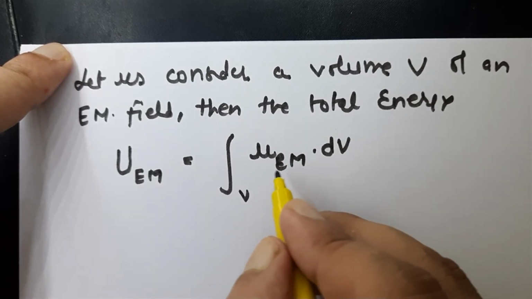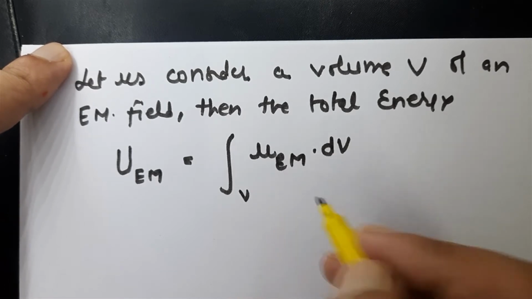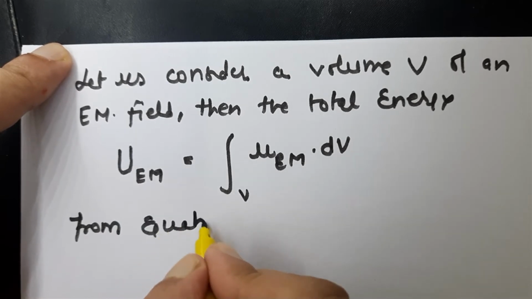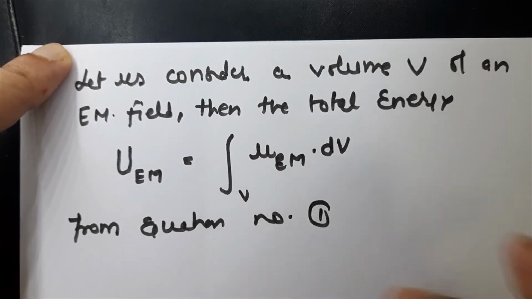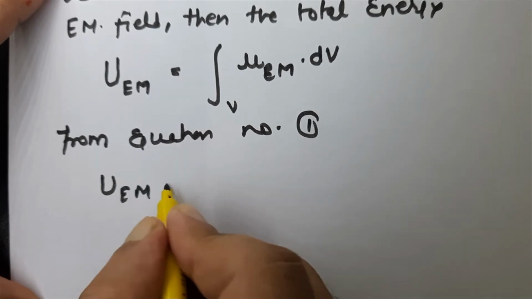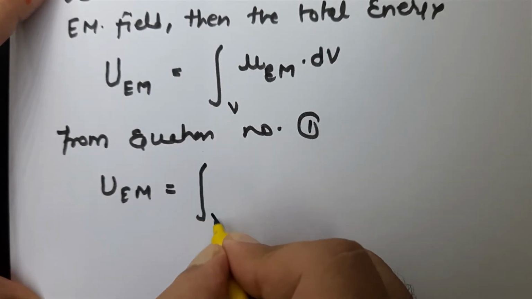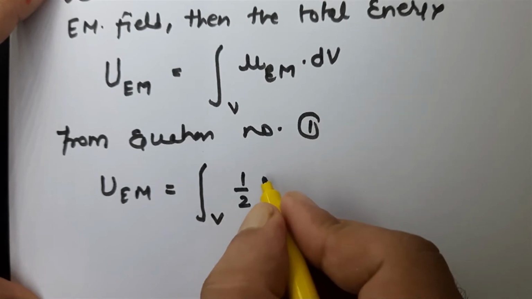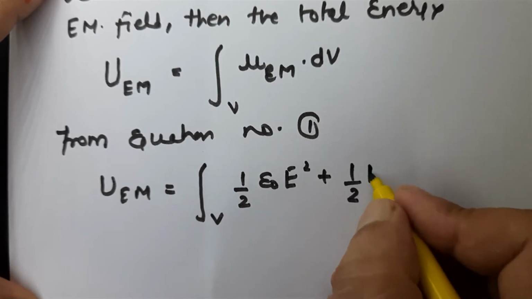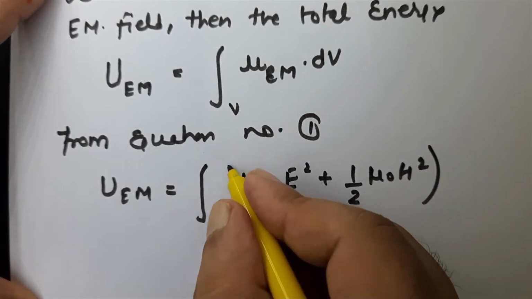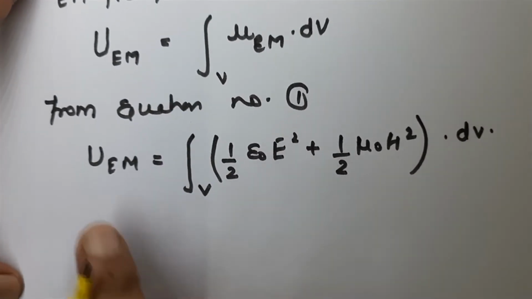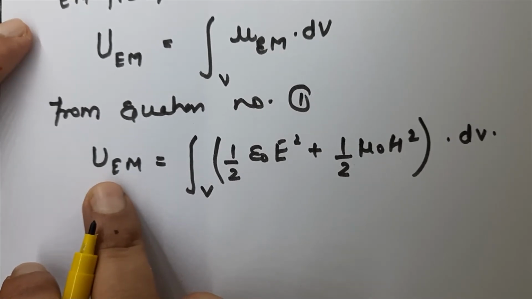So I will use the value of energy density of electromagnetic field from the previous equation number 1. From this equation number 1, we can get the value of energy density of electromagnetic field. So over this volume V, we are going to integrate half epsilon 0 E square plus half mu 0 H square into dV. So this side we are having the electromagnetic energy.